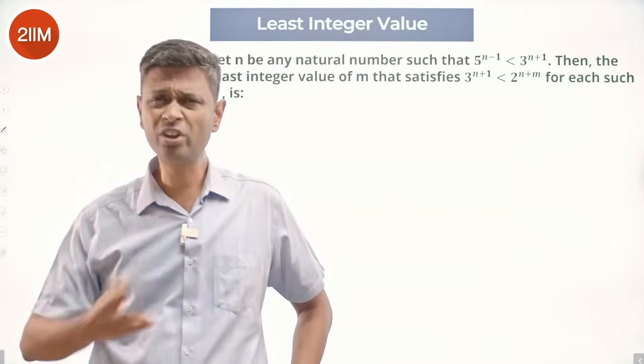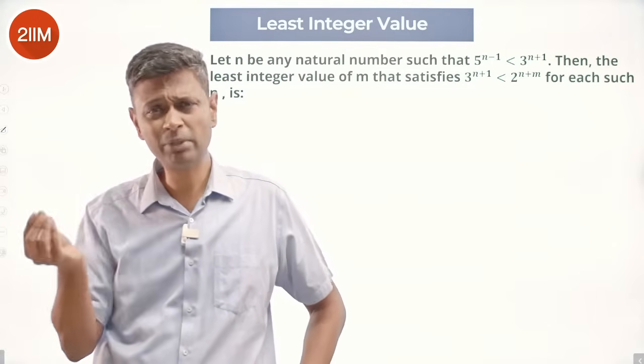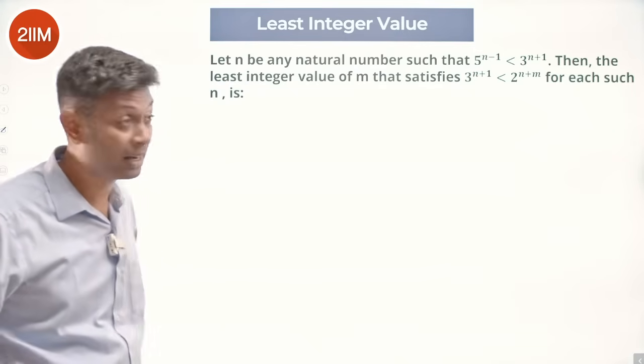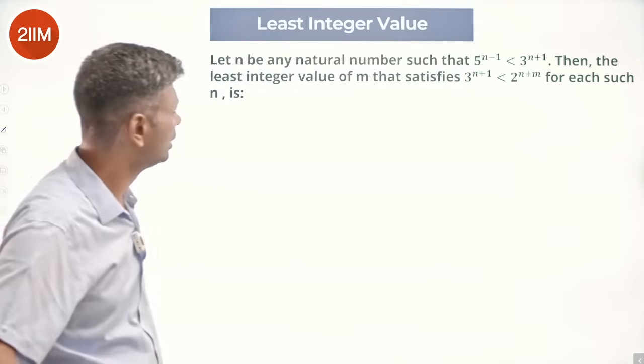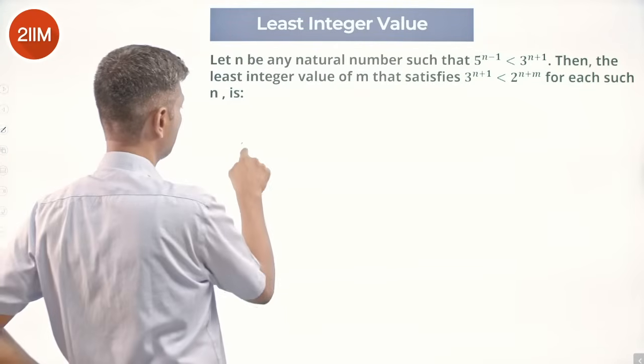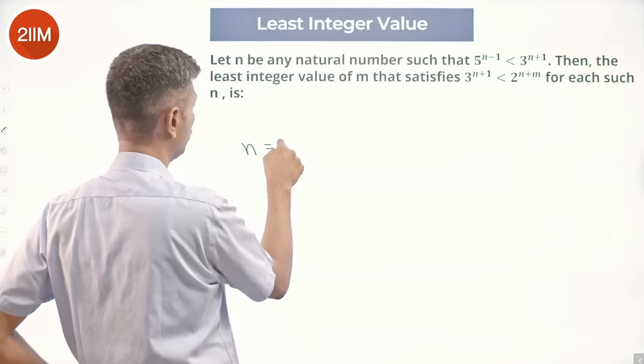Beautiful because it looks severely algebraic. There's an n and an m and then there are powers and all that. 5 power n minus 1 less than 3 power n plus 1. And so that's not algebraic at all. It's just numbers, nothing more than that. What I'm going to do, let me say n equal to 1.